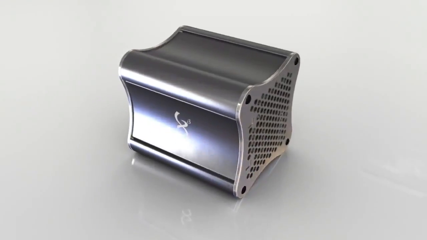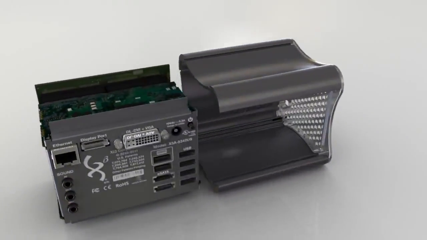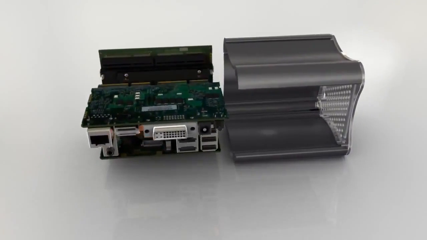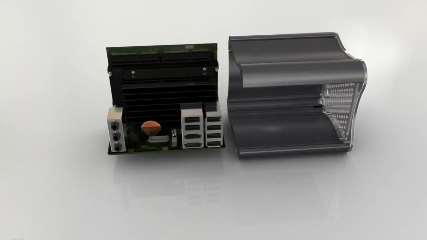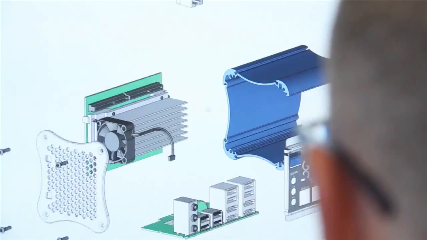So one day you might have it in a kiosk and it has special inputs and outputs for that kiosk. And the next day you might decide, well, I want to move that computer into a different application. So they would put in an I/O card or a piece of that motherboard that is designed specifically to work in that environment. The trend in technology is not to have a smaller computer.